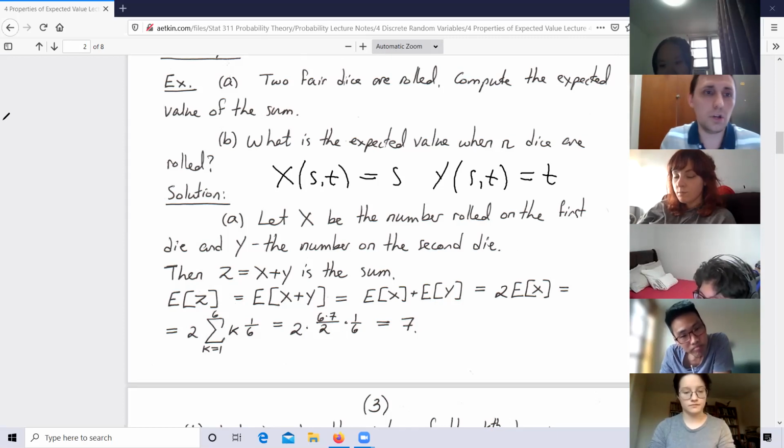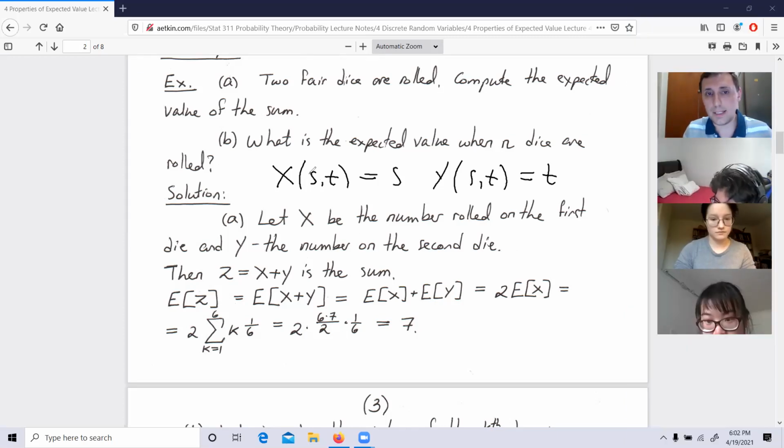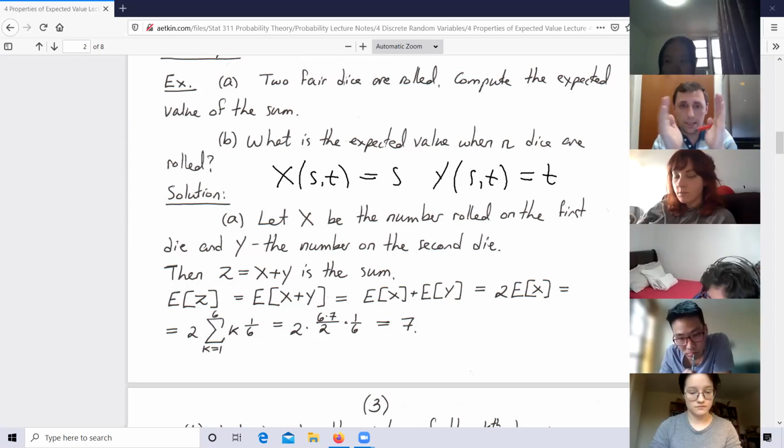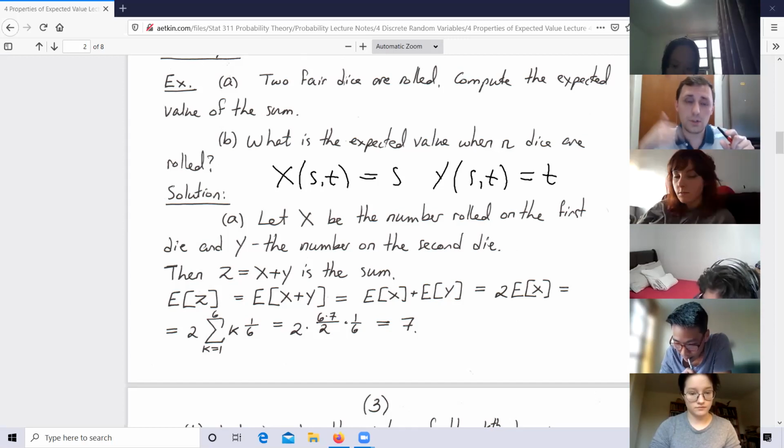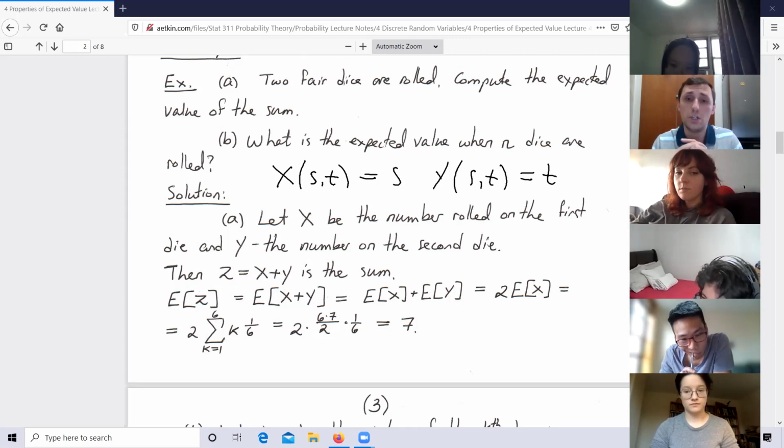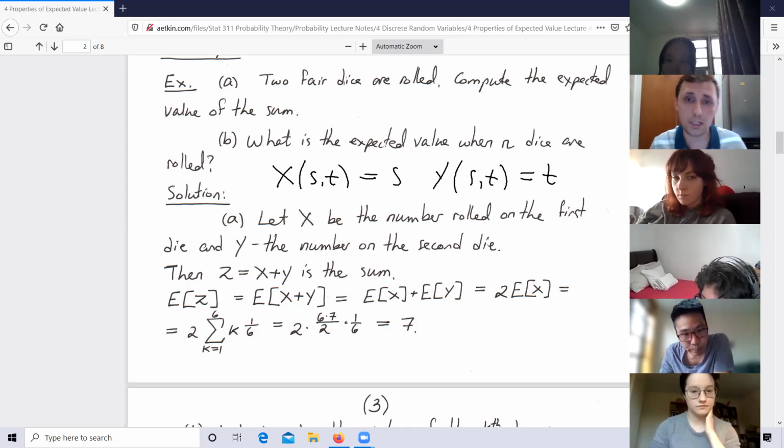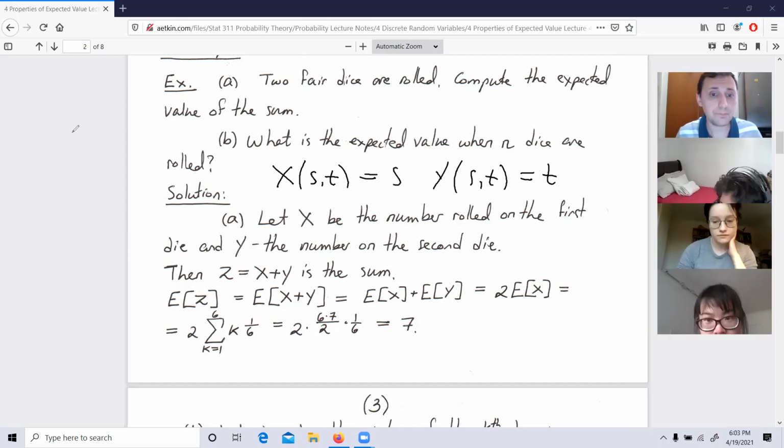Right, make sure that you understand that the sample space in this case can be modeled as a pair of coordinates. So X is acting on a sample space where each outcome is a pair of coordinates. S is the outcome on the first die, and T is the outcome on the second die, and X is just the projection of the first coordinate. And Y is the projection of the second coordinate. It's a projection map. Okay.